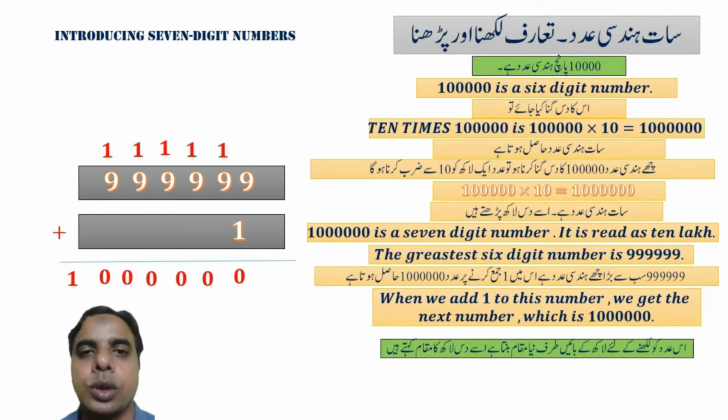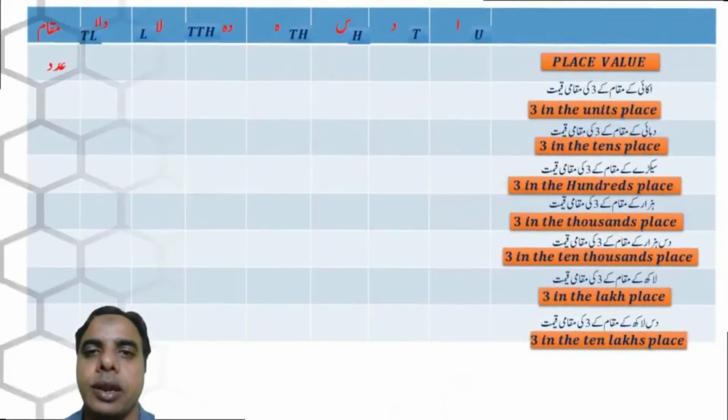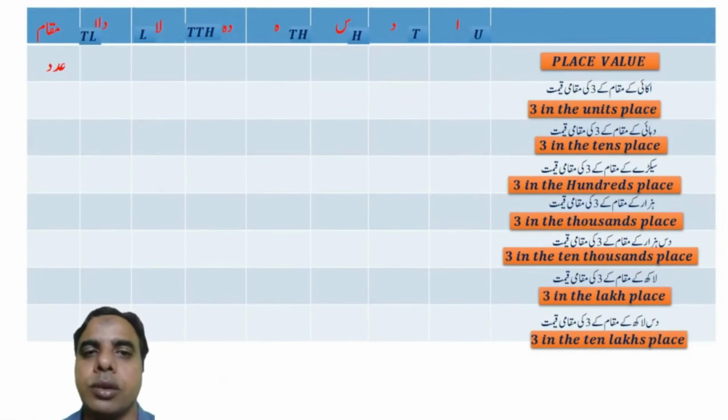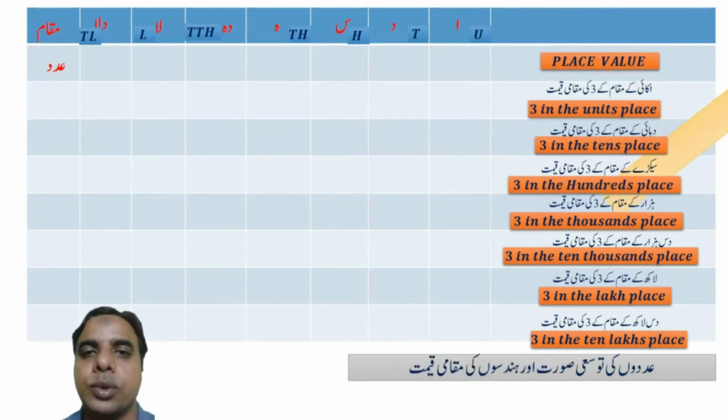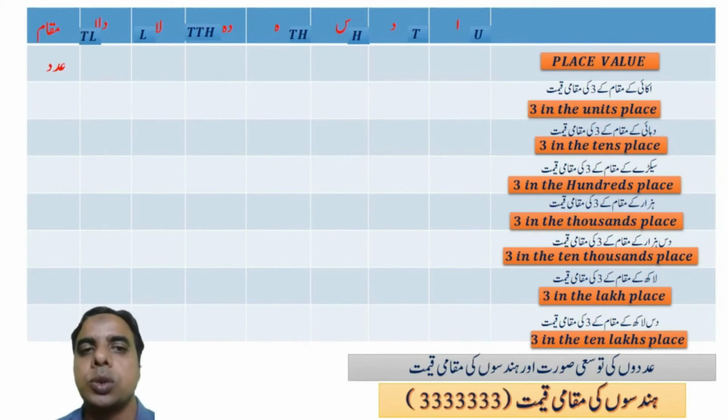So on your screen, students, when we add 1, the greatest 6-digit number is 9,99,999. When we add 1 to this number, we get the next number, which is 10 lakhs. Okay, on your screen there is 10 lakhs, and how we get that? The procedure we already showed you on this slide. Okay, so 10 lakhs is a 7-digit number.